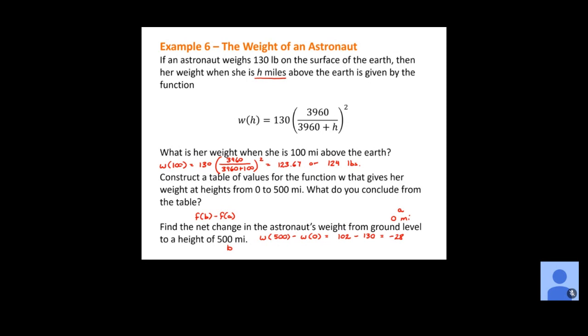Now, again, I want to think about our units here, right? So we found the net change in our W values, which are the weights. So this is negative 28 pounds. What that tells us in the context of this problem now is that as I go from 0 miles above the Earth's surface to 500 miles above the Earth's surface, my weight is going to drop by about 28 pounds. That's what this net change represents.